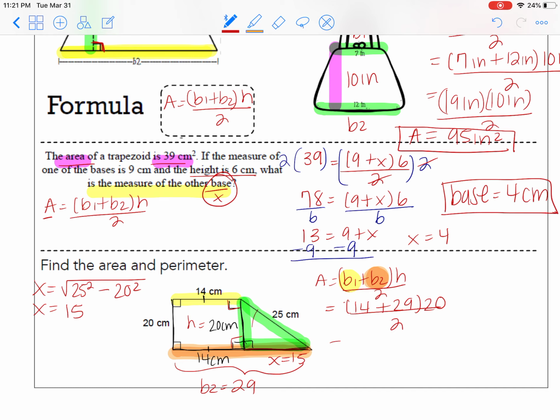So follow the order of operations. 14 plus 29 will be giving me 43. 43 times 20 divided by 2. And our final area is 430 centimeters squared.